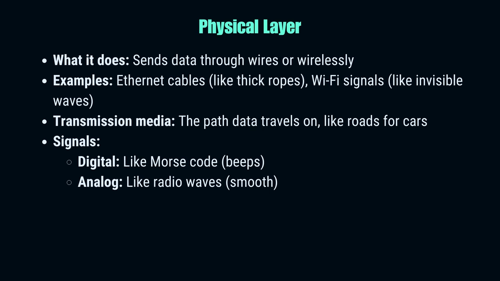The physical layer doesn't understand the meaning of the data it transmits. Its job is simply to get the raw data from one point to another reliably. It's like a delivery truck that doesn't care what's in the packages it carries. Key technologies at this layer include Ethernet, Wi-Fi, Bluetooth, and fiber optics. Each of these has its own set of standards for how data should be physically transmitted.